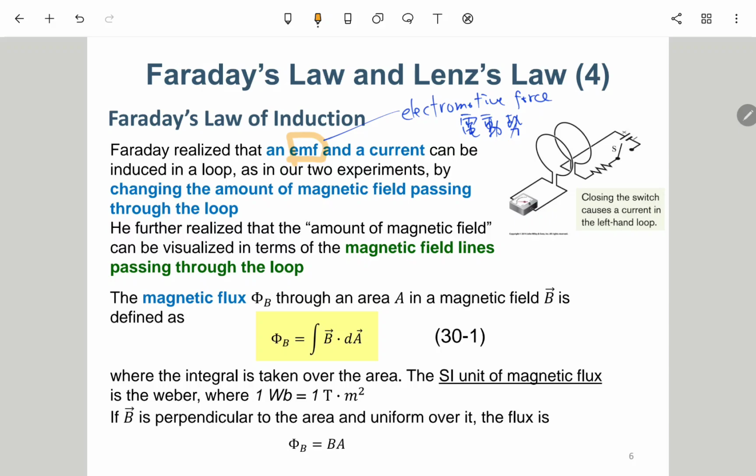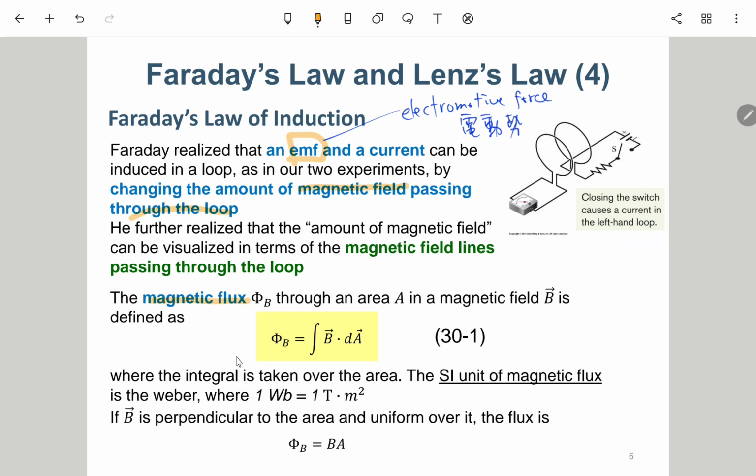So he said that actually the B field passing through the loop is changing. This change induced the current. He further realized that the amount of B field can be visualized in terms of B field lines passing through the loop. The magnetic flux through an area A in a B field is defined as this.